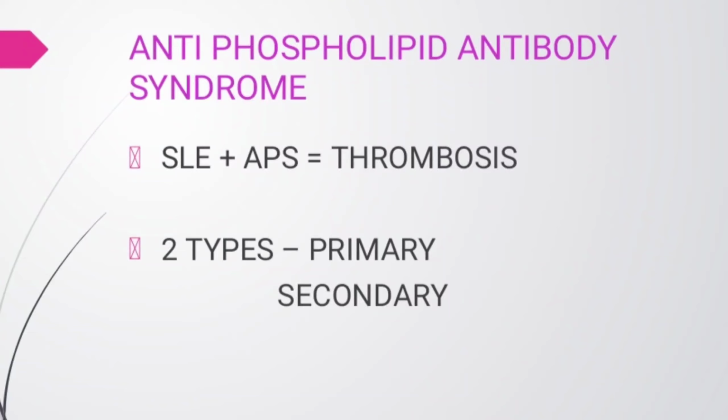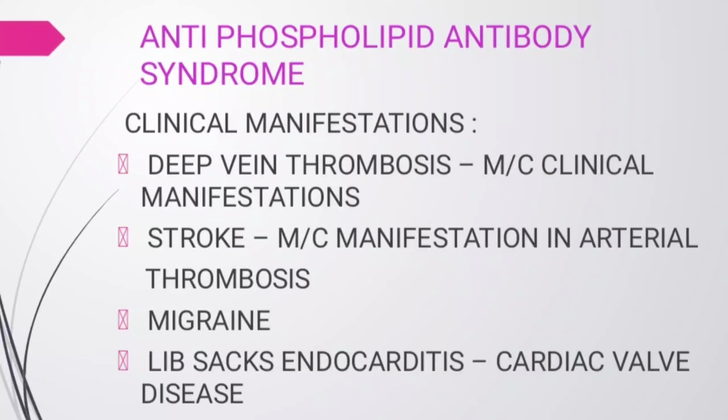Let's discuss an autoimmune disorder, antiphospholipid antibody syndrome. Antiphospholipid antibody syndrome, APS, along with systemic lupus erythematosus, is known to cause thrombosis. It is an autoimmune condition. It is of two types: primary antiphospholipid antibody syndrome and secondary antiphospholipid antibody syndrome. The most common clinical feature seen in these patients is deep vein thrombosis, which is the most common clinical manifestation.